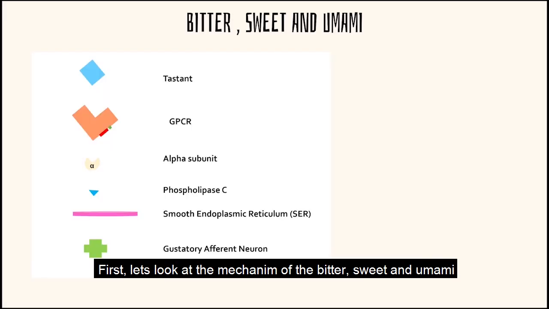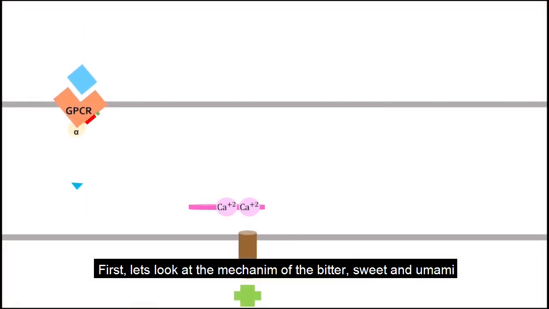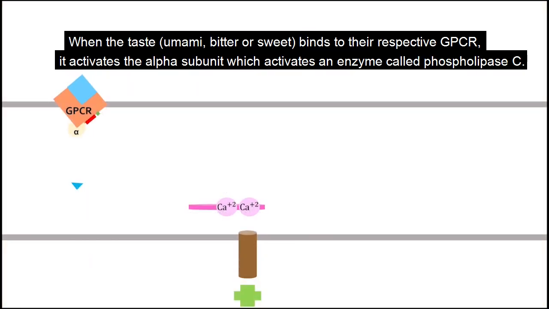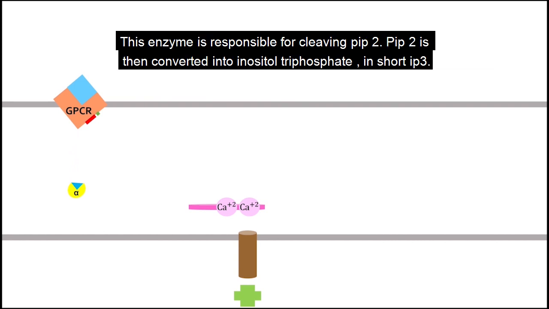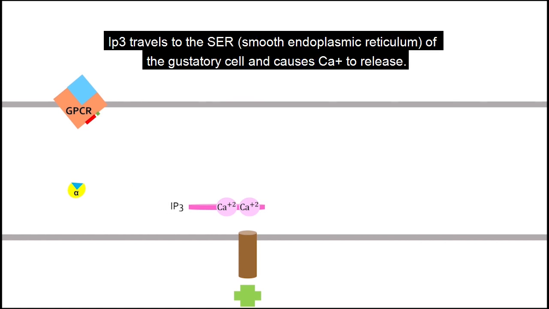First, let's look at the mechanism of bitter, sweet, and umami. When the tasted bitter, sweet, or umami binds to the respective GPCR, it activates the alpha subunit, which activates an enzyme called phospholipase C. This enzyme is responsible for cleaving PIP2. PIP2 is then converted into inositol trisphosphate, in short IP3. IP3 travels to the smooth endoplasmic reticulum of the gustatory cell and causes calcium ions to release.